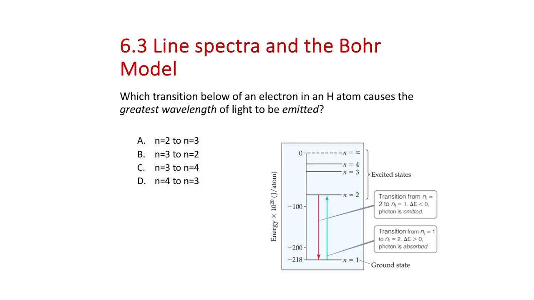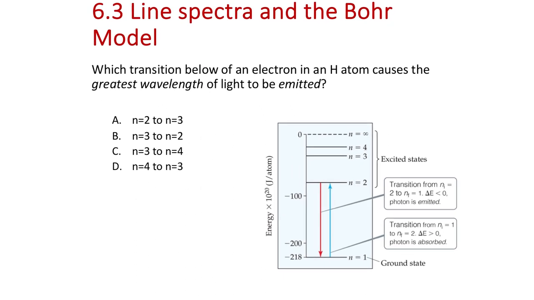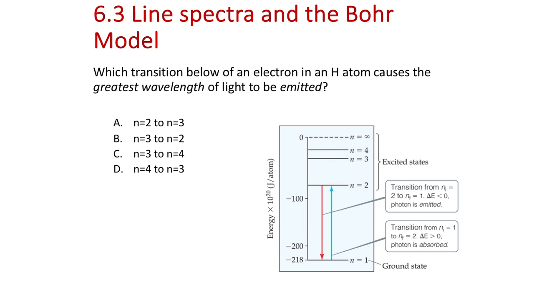Okay, and so we can have a question like this, just a conceptual question of which transition below for an electron in the H atom causes the greatest wavelength of light to be emitted. So think about this one for a minute.